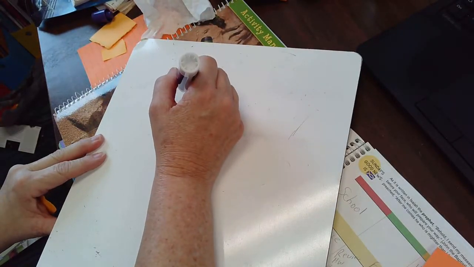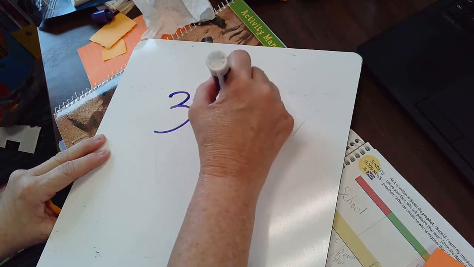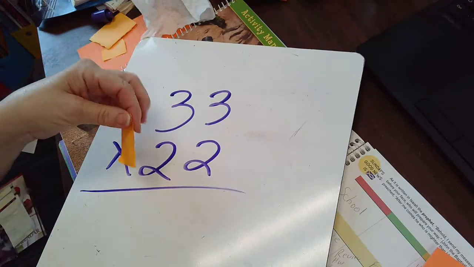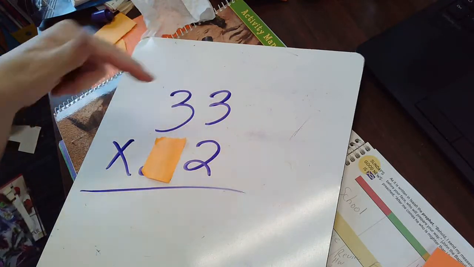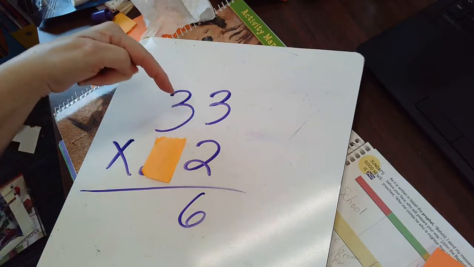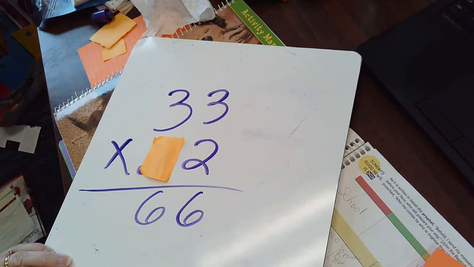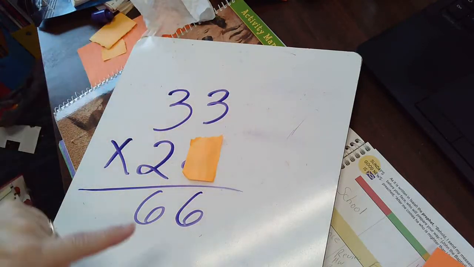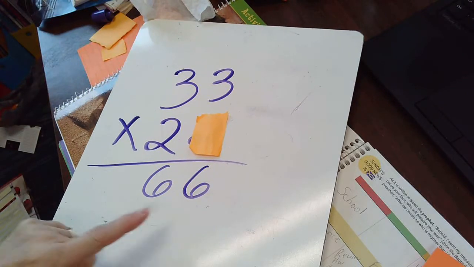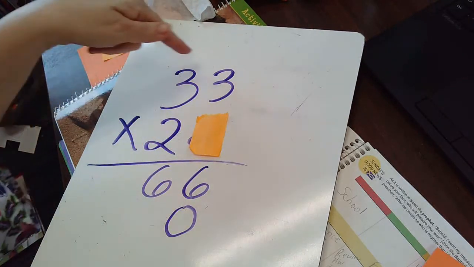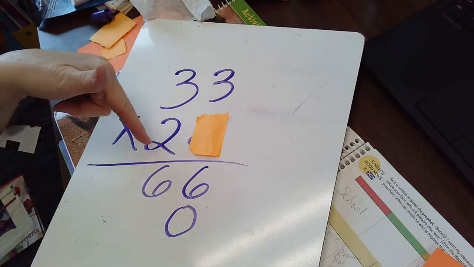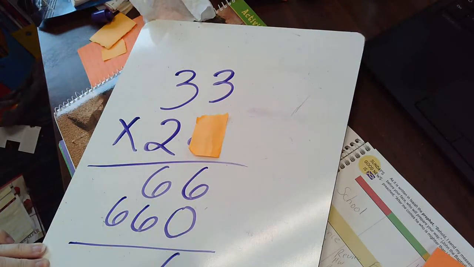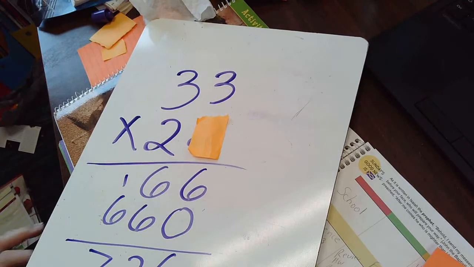All right, let's do 33 times 22. Okay, so first we do 2 times 3 is 6, and then 2 times 3 is 6. Nothing to carry this time. Now we're switching over. We're multiplying this 2 times the top. What do we have to do here? We have to put a 0 down, because we're really doing 20 times 33. So then we say 2 times 3 is 6, and 2 times 3 is 6. And we add, and there's our answer.